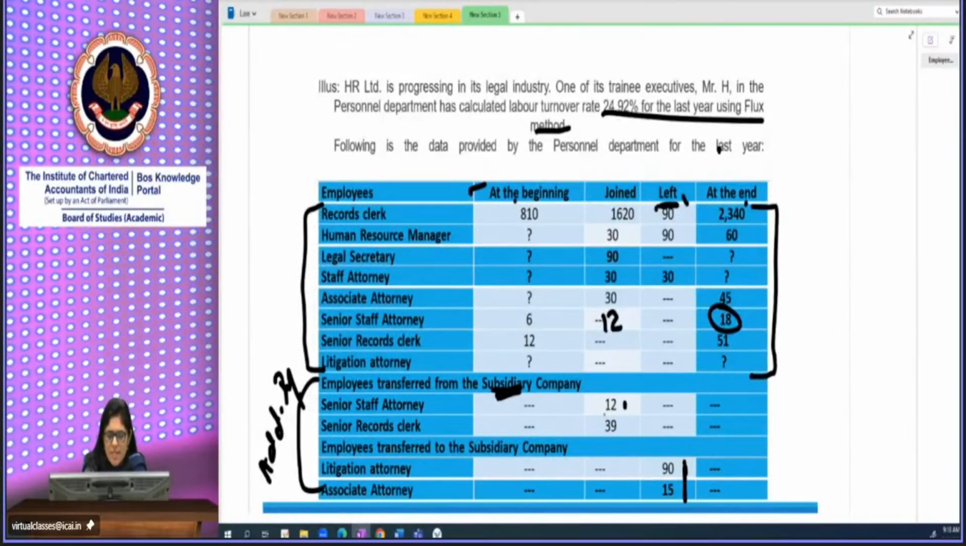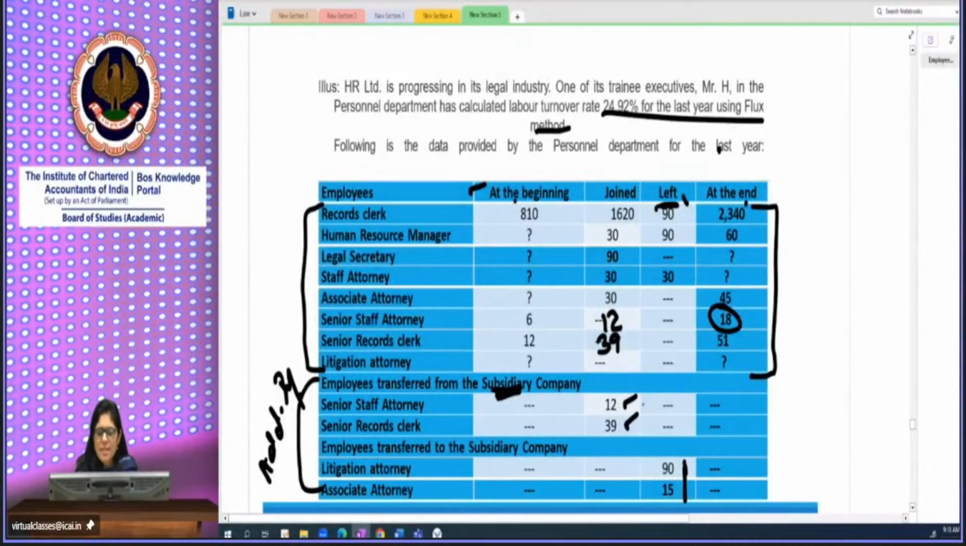So this is done. Senior record 39 have joined from the subsidiary. So I'm shifting this here. Senior records, I'm shifting it here. All right. Because they have joined from the subsidiary company, not as a recruitment. So I have transferred. So we have done this also.